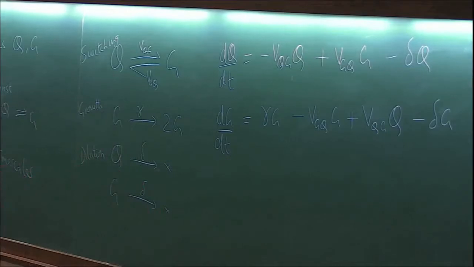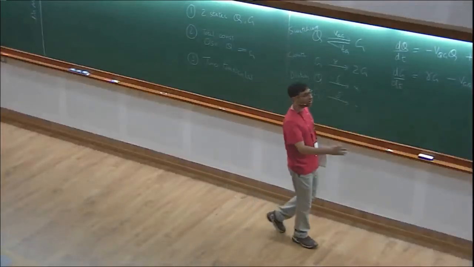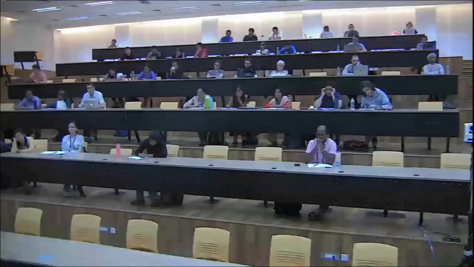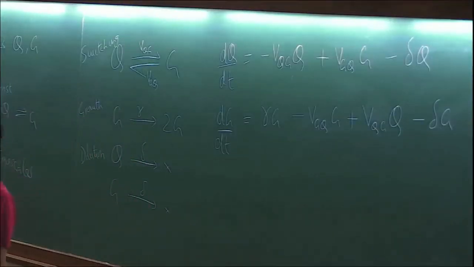Except that these are not chemicals. These are numbers of cells. So for those of you who know how to write down chemical rate equations, it should be very straightforward to go from here to there. But if you're not, don't worry, just think about switching, growth, and dilution. And these terms just follow.